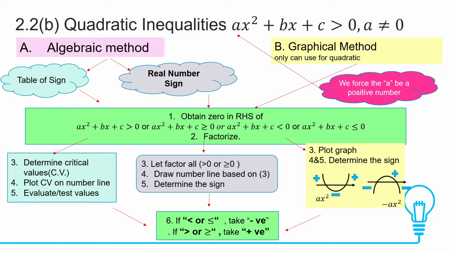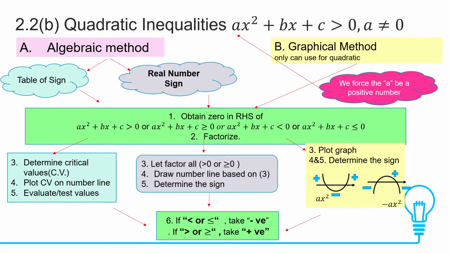Okay, now for the quadratic inequalities, ax squared plus bx plus c greater than 0, or you can have less than 0 or less than or equal to 0, it doesn't matter as long as a is not equal to 0. Okay, one thing, this one you already learned, if you took add math during your Form 4 Form 5.